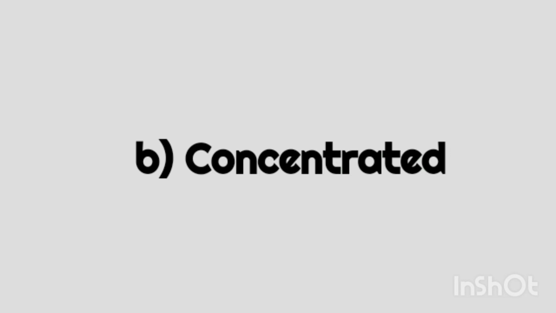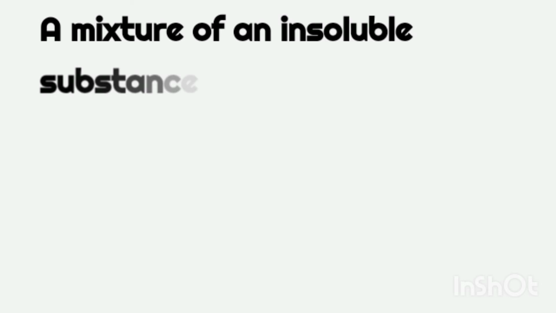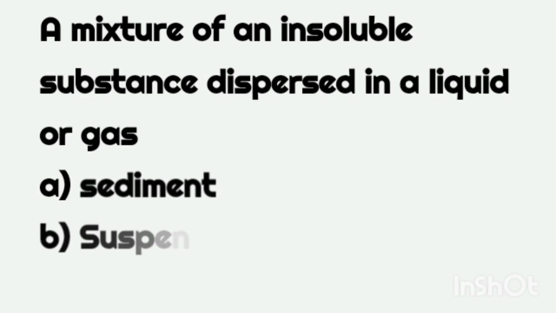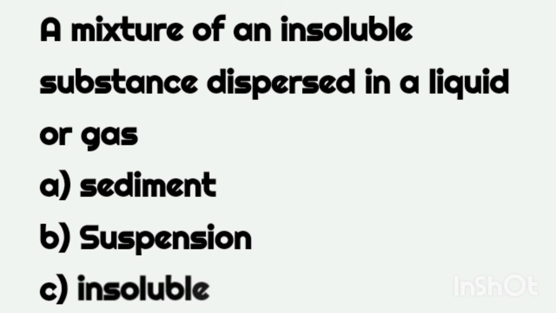The next question. A mixture of an insoluble substance dispersed in a liquid or gas is called A, sediment, B, suspension, and C, insoluble. It's none other than suspension. Yes, from the word suspension, you suspend particles in a liquid or gas. That is what is happening here. It's called suspension.